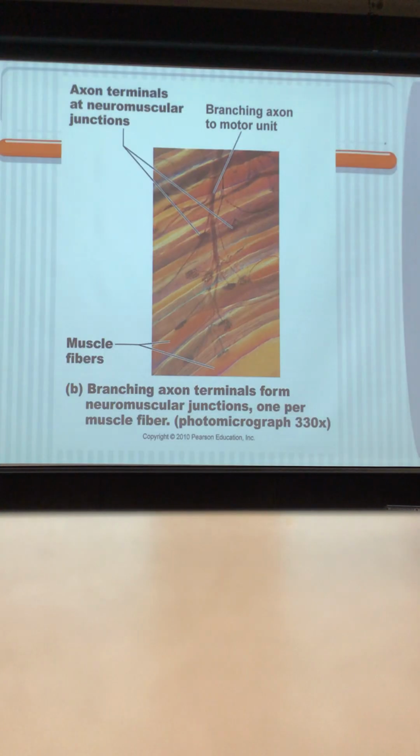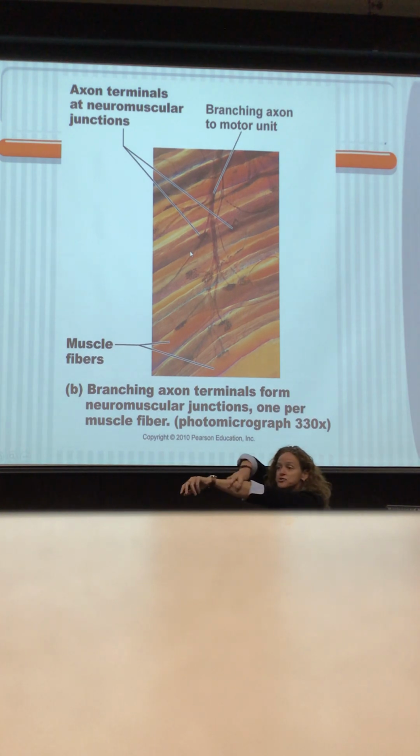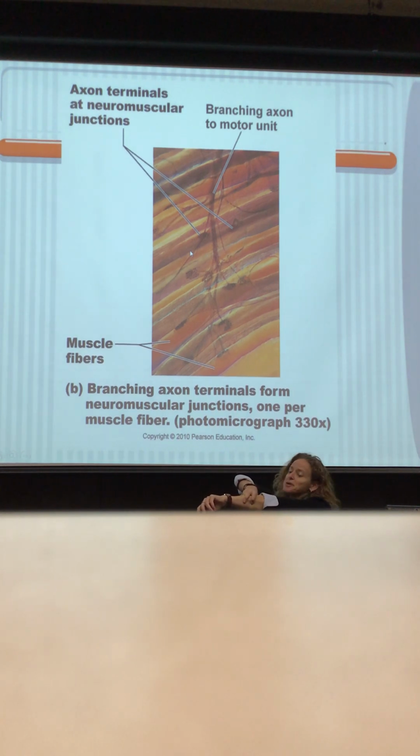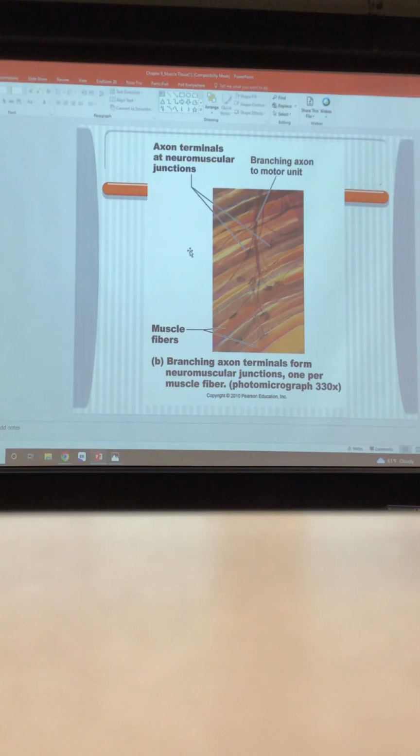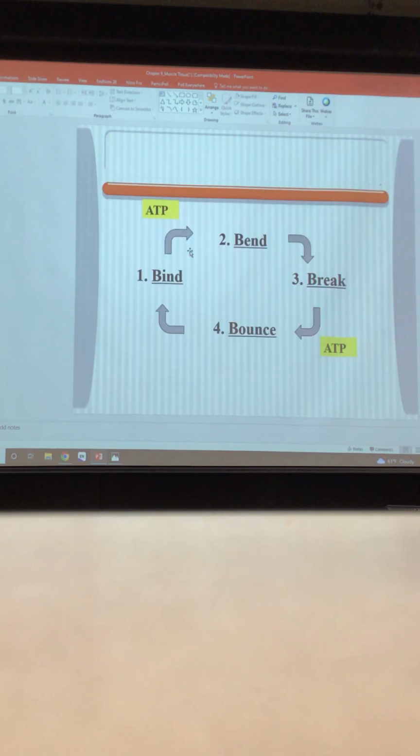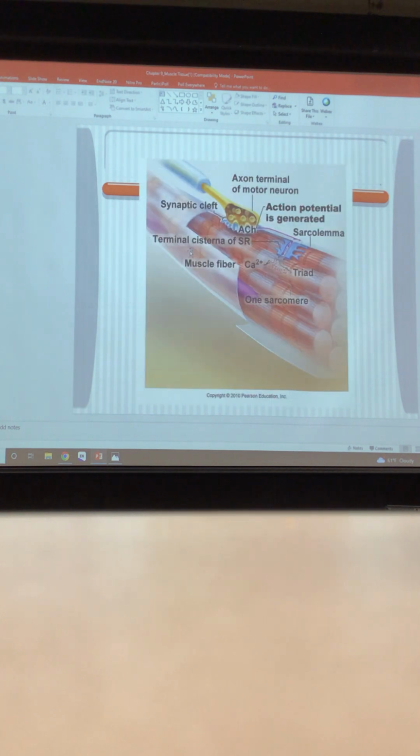Here's a real picture of that muscle tissue. Here's the axon coming down, and each of these branches is like a little tendril that wraps right around the muscle fiber. That's kind of cool. Some people say so, but some people don't. But for your exam in 2 weeks, you're going to say it's cool.